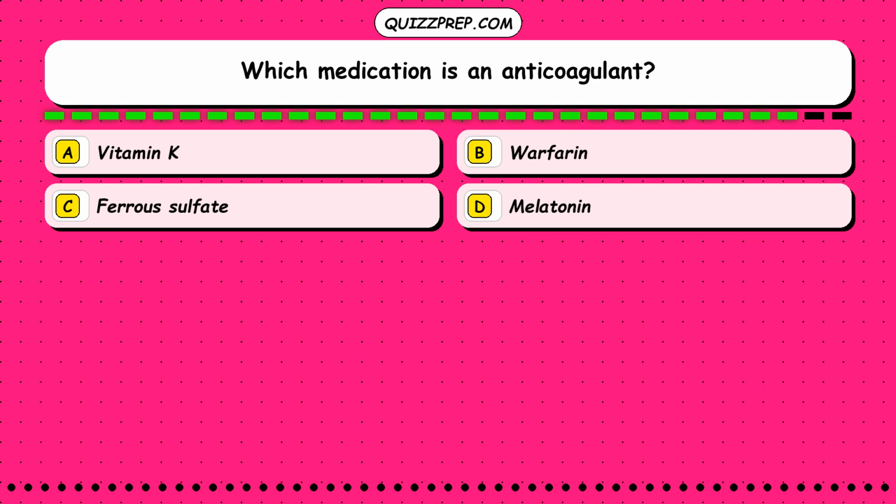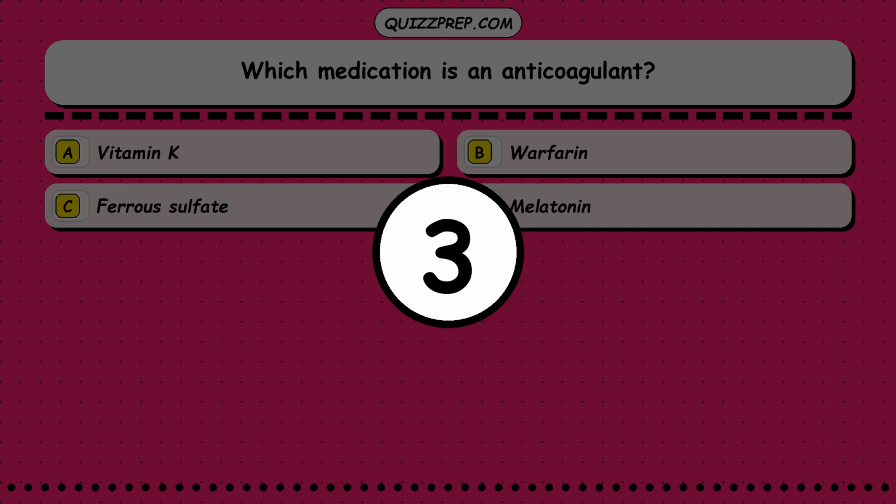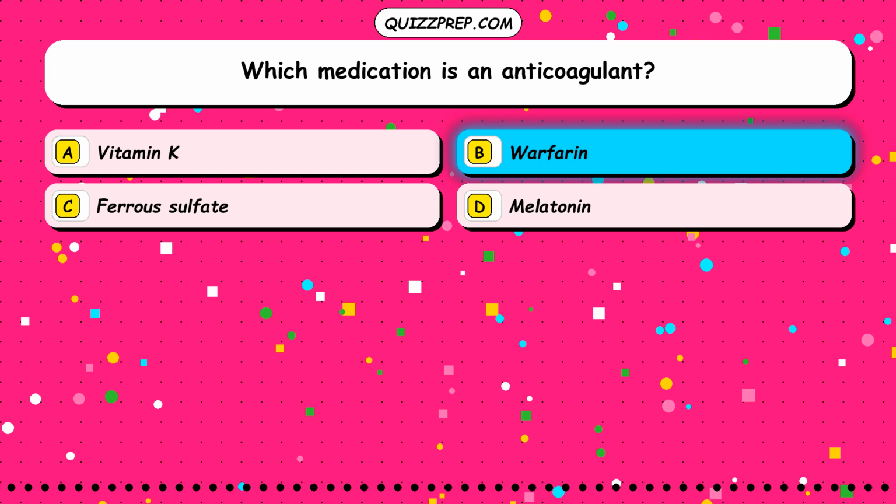Question 297. Which medication is an anticoagulant? Option A, vitamin K. Option B, warfarin. Option C, ferrous sulfate. Option D, melatonin. The correct answer is option B, warfarin.